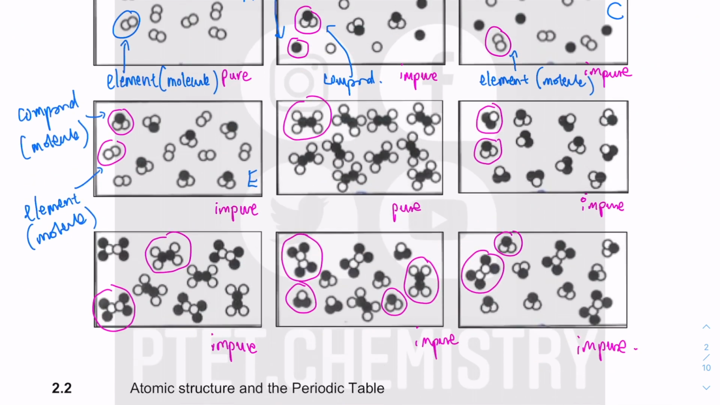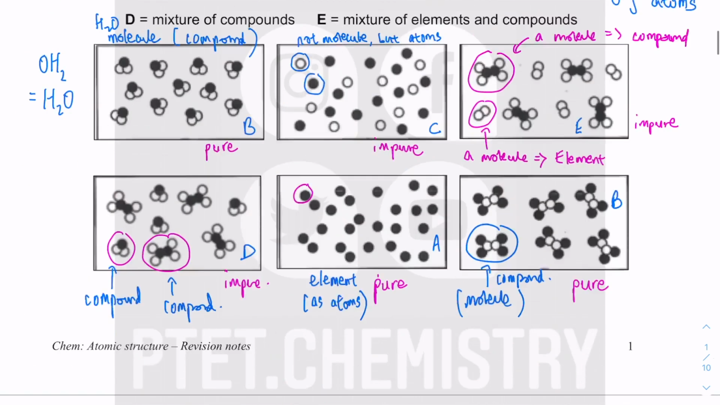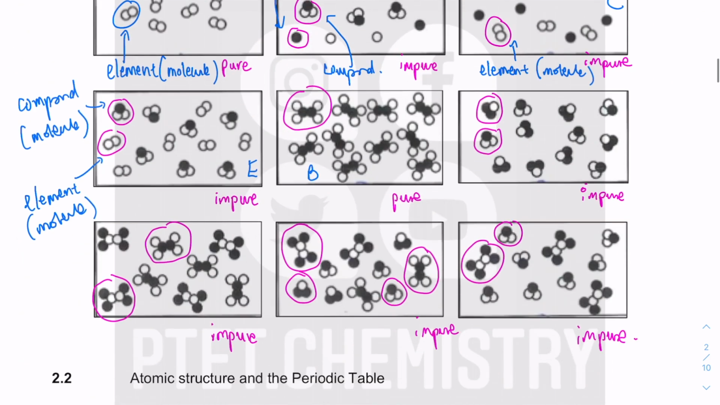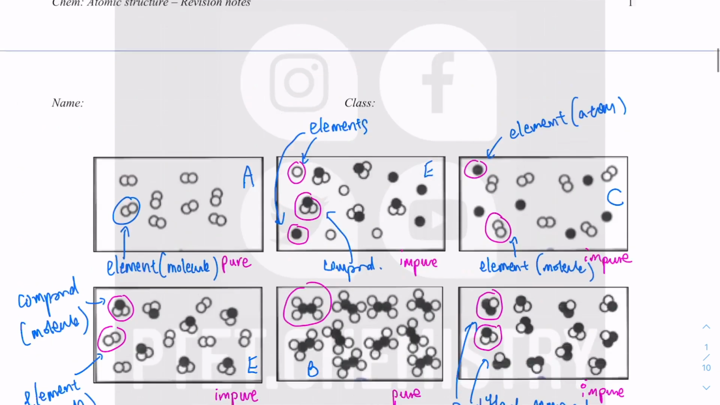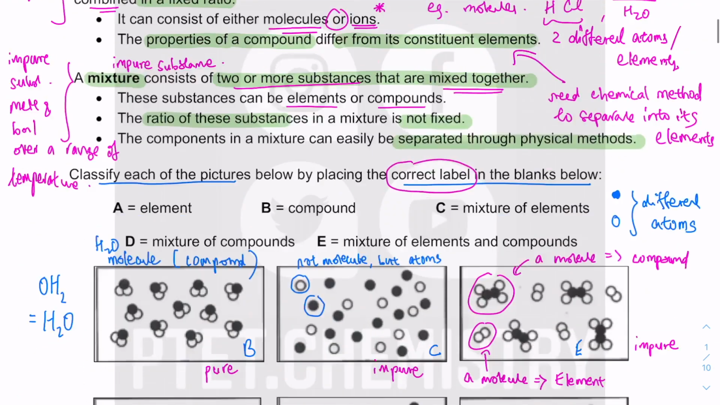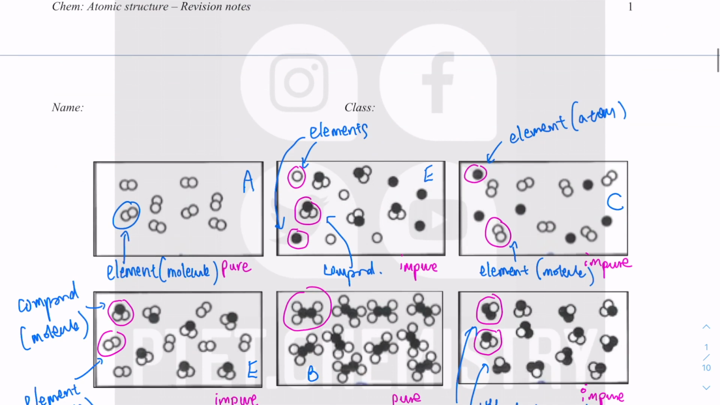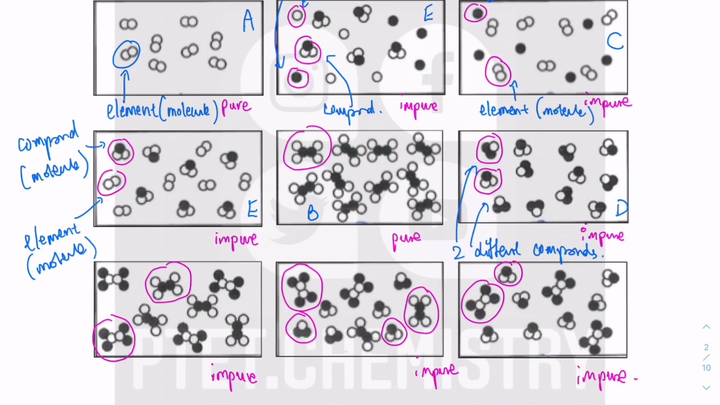This is a compound, so it should be option B. Only one kind of compound there. All of them are the same compound. These are confusing. These are two different compounds. So if you are careless, you will make mistakes in a multiple choice question, for example, because here there's two black and one white, one black and two white. So what is this? This is a mixture of compounds. This is going to be option D.